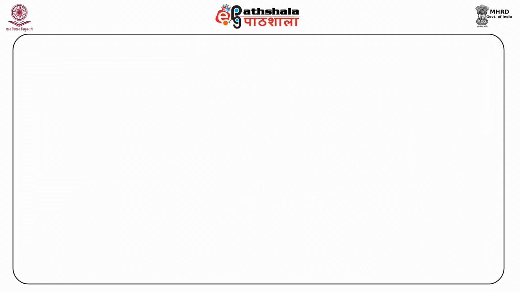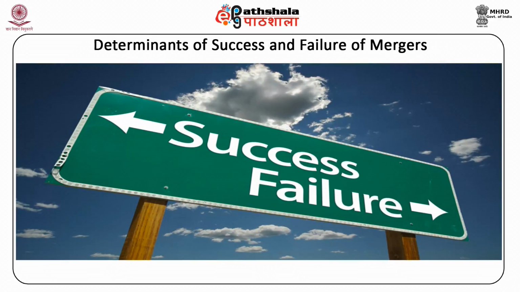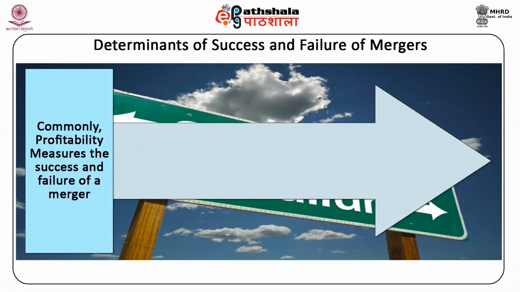Now, we will focus on the determinants of success and failure of mergers. The main intention of merger is to improve the performance of the combining firm. It is believed that when a merger takes place, the combined firm will be greater than the sum of the two firms. The most common criteria which are used to measure the success or the failure of merger are the profitability of the combined firm, which is expected to increase in absolute terms or when measured to the capital employed.